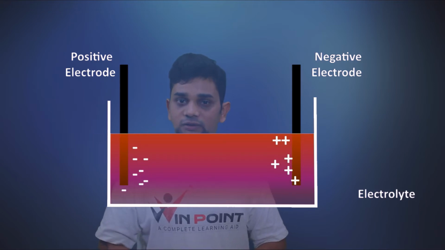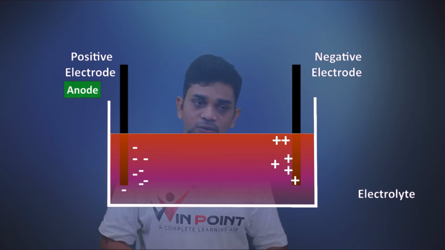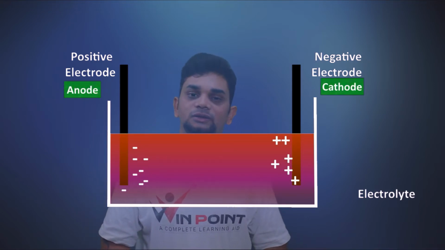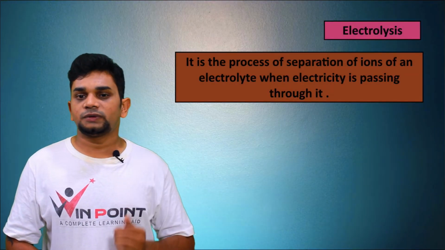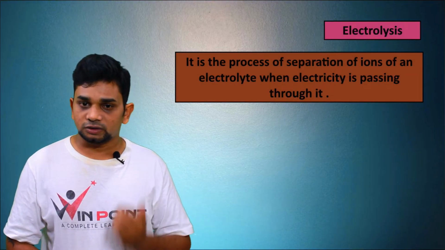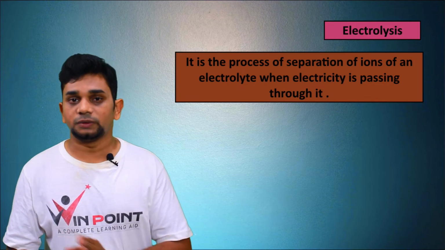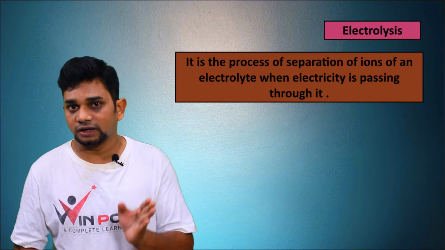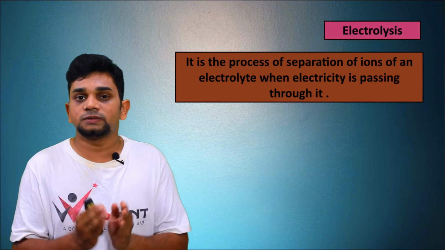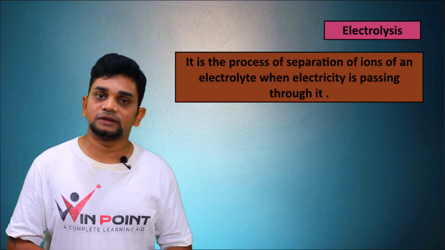Now we can define electrolysis. The positive electrode is known as the anode and the negative electrode is known as the cathode. Electrolysis is a process of separation of ions of an electrolyte when electricity is passed through it. When electricity is passed through an electrolyte, the ions will separate. This process is known as electrolysis.